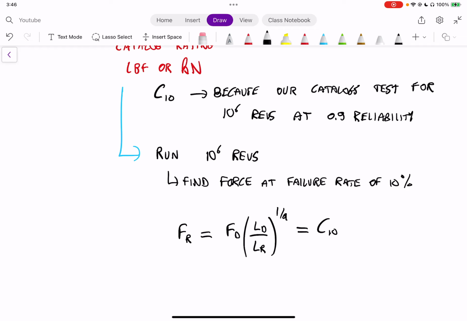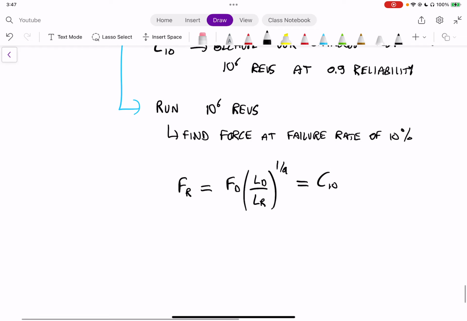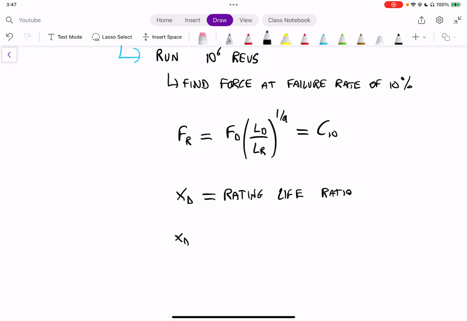The other term that we're going to include as well is X sub D, a new term that defines the rating life ratio. And this term is really not necessary. It's just an extra shortcut. Instead of writing LD over LR every time, we can write XD. So XD is actually equal to LD over LR. And in most cases, except given otherwise, we would write this as LD over 10 to the 6 because we know it's 10 to the 6 revolutions.